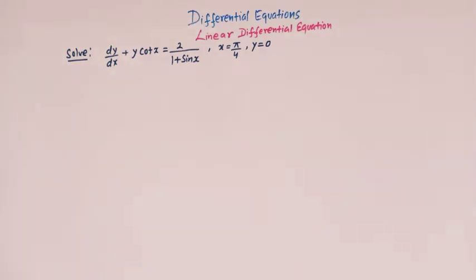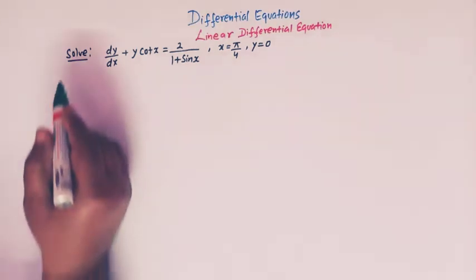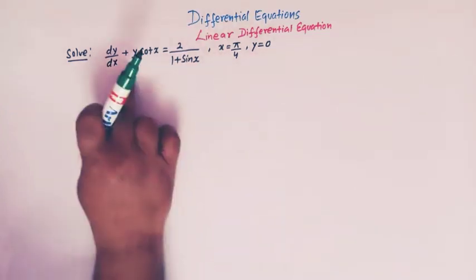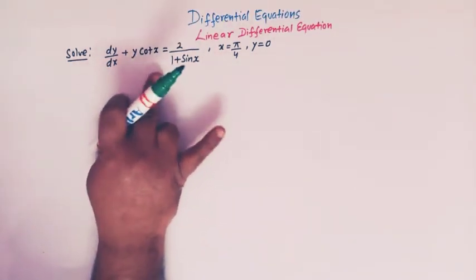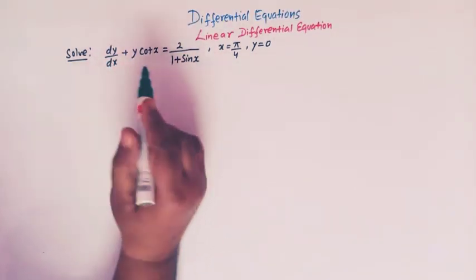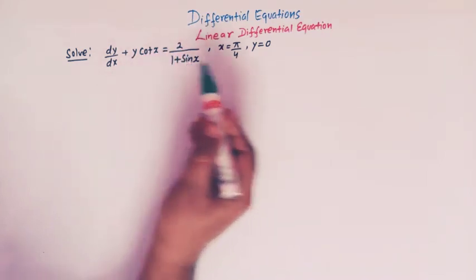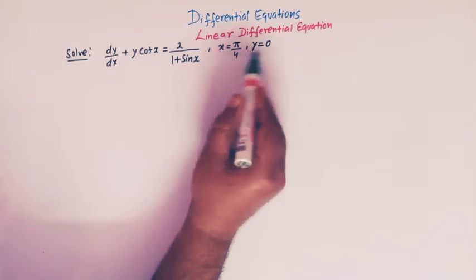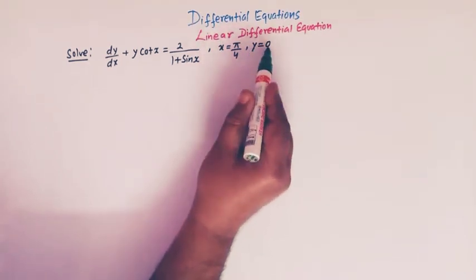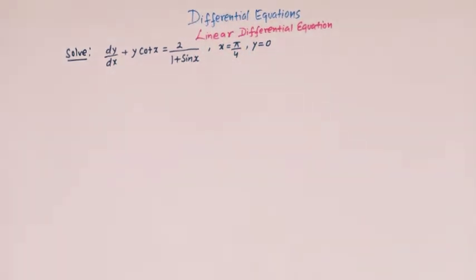Hello viewers, in today's class we are going to solve yet another problem from linear differential equation. Here we have to solve this linear differential equation, that is dy over dx plus y cot x equal to 2 over 1 plus sin x, when the condition is given, that is y is equal to 0 whenever x is equal to pi by 4.